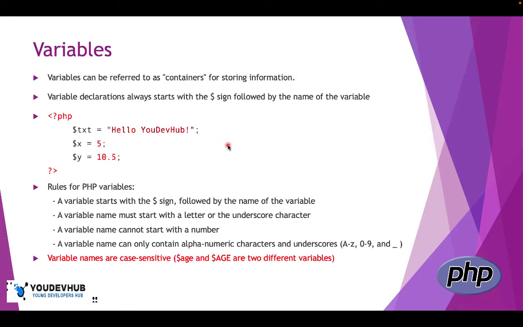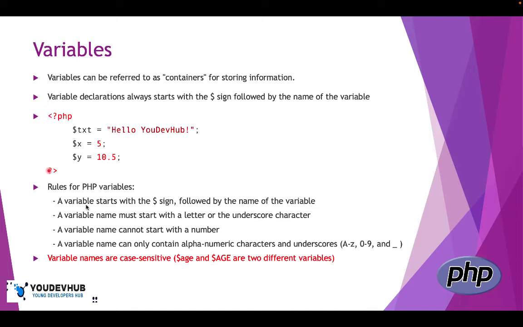A variable can be referred to as a container for storing information. Variable declaration always starts with the $ sign, followed by the name of the variable. So for you to store information in a variable in PHP, you must always start it with the $ sign. Variable names can also be anything. It's not compulsory. You can use a variable name of dog to store a value for the price of a building. It doesn't mean that because you are using dog, it must be something related to a dog.